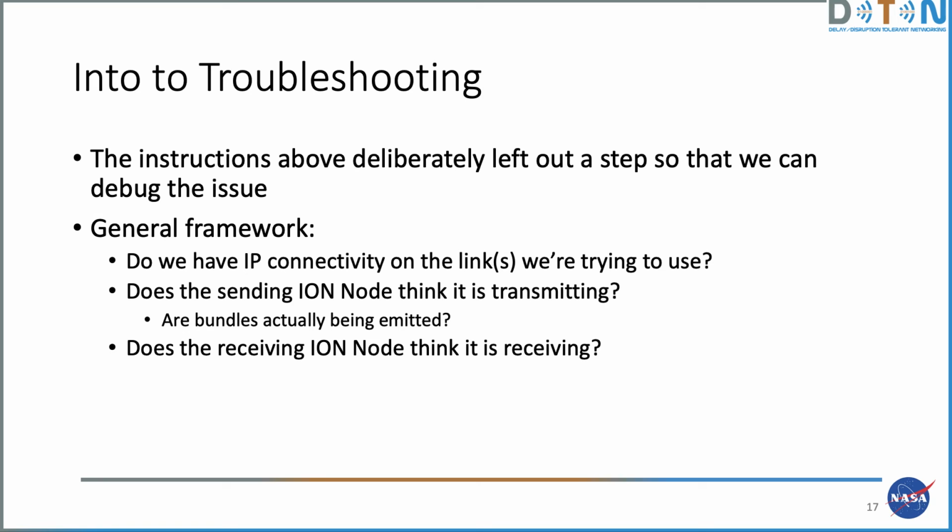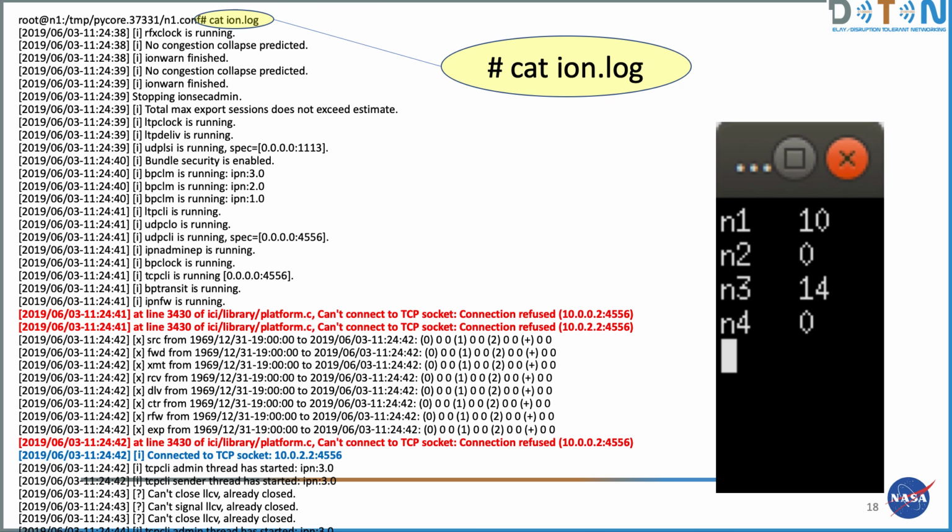The general framework for doing debugging and figuring out why an ION config isn't doing what you think it is, or should, is to figure out if you've got IP connectivity, and then I would try to say, are you sending? Does the node that you think is sending actually transmitting, and are those bundles actually being emitted? And if so, then we can move on to, does the node that is receiving, that you think is receiving, actually getting those bundles in, ingesting them, and processing them.